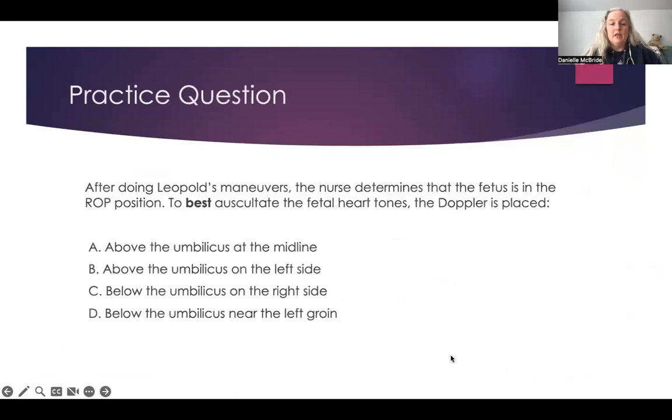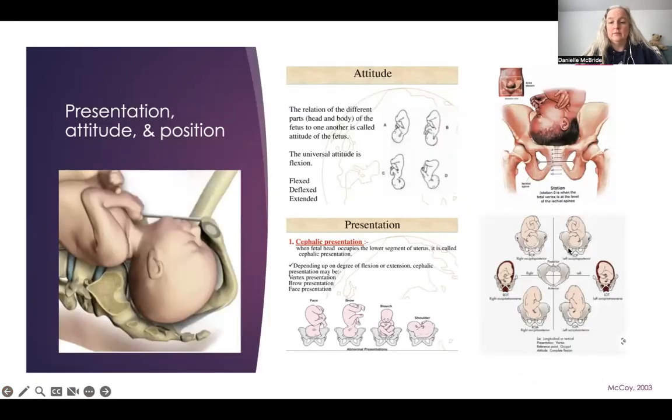All right, so if you remember Leopold's from last week, Leopold's is a way that we can determine how the baby is laying. If we did Leopold's maneuvers, the nurse could determine that the fetus is in the ROP position. If the baby is ROP, where is the best place to auscultate the fetal heart tone? So let's go back and look at what ROP is.